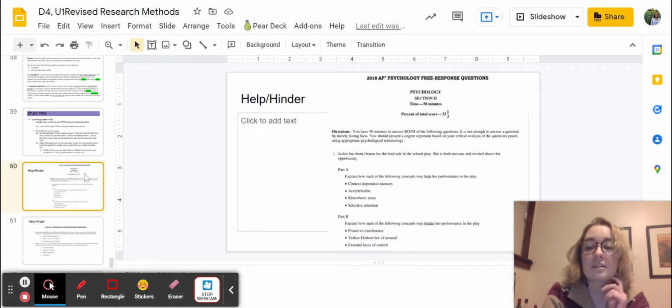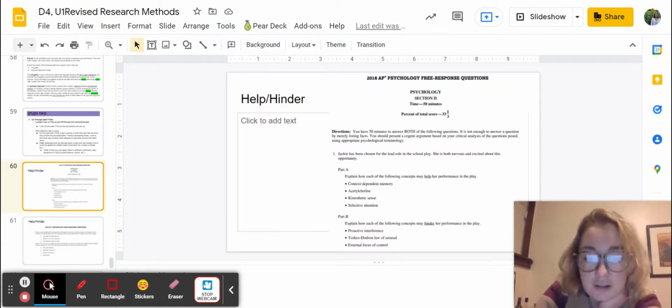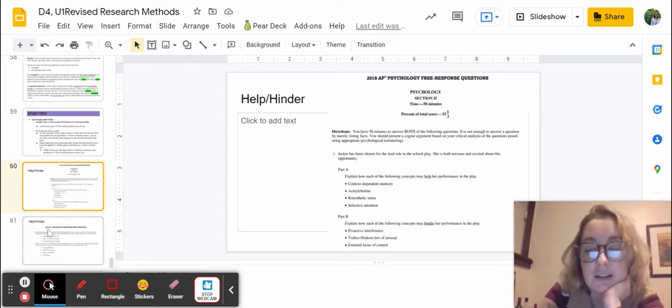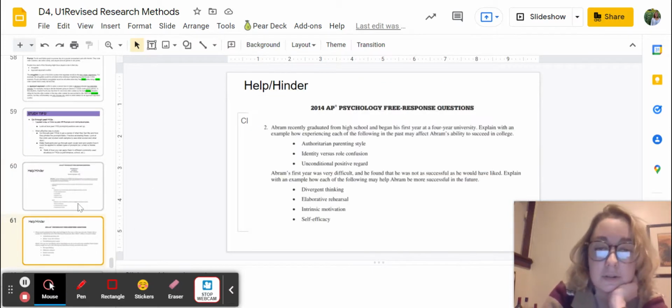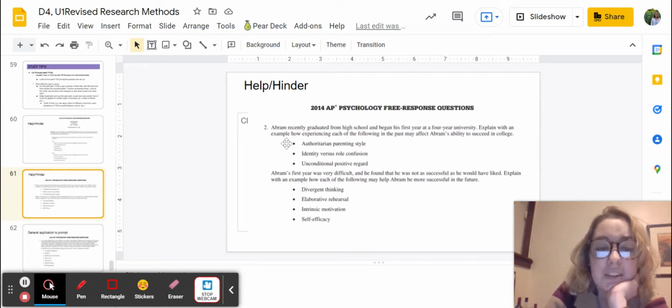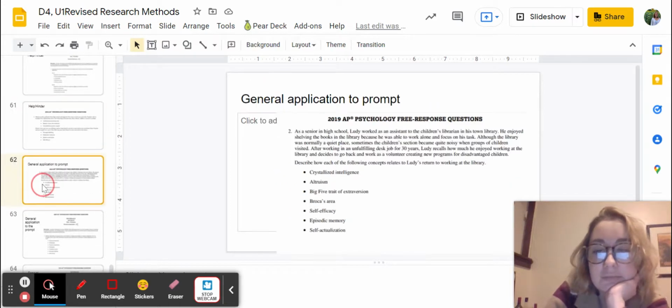Here are some quick examples. We see the help and hinder format. Jackie's been chosen for a lead in the school play. She's both nervous and excited. Part A, explain how the following concepts would help her. Part B, explain how they would hinder her and not help her. We see this again. This was my AP exam in 2014. How would these help? How might these help or hinder Abram?